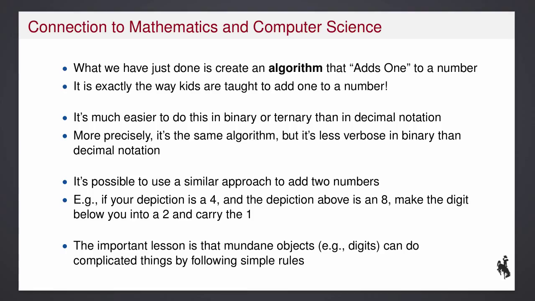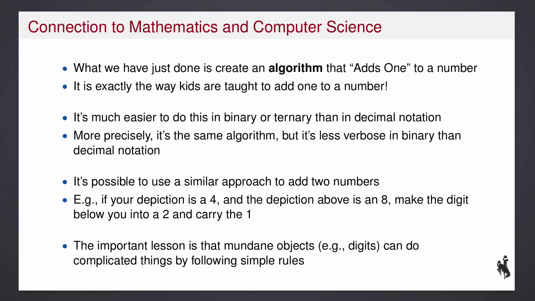increment. Before I show you how this works in AgentSheets, I want to make a couple of connections to math and computer science. What we've just talked about is what's called an algorithm. And this algorithm essentially adds 1 to a number. And to be honest, it is exactly the algorithm that we teach kids when we tell them to add. Okay? So yeah, you take the 1 and you add it to the leftmost digit, or the ones digit.